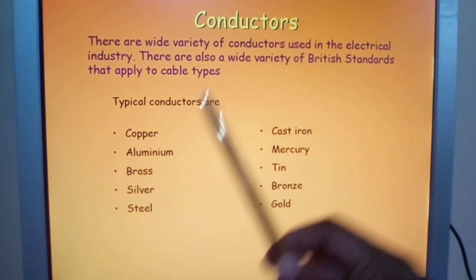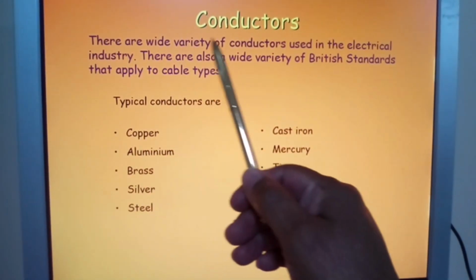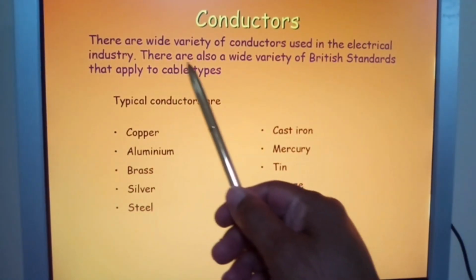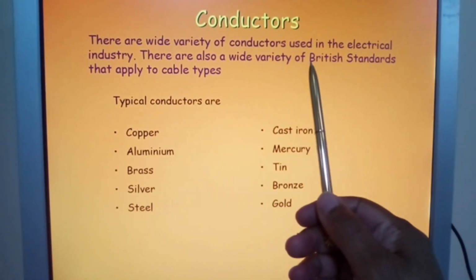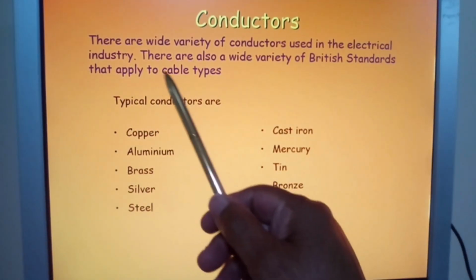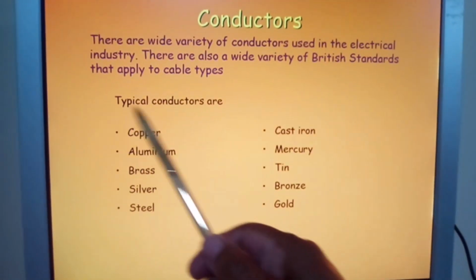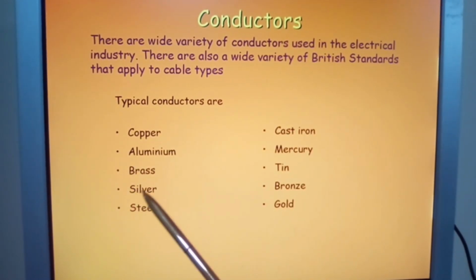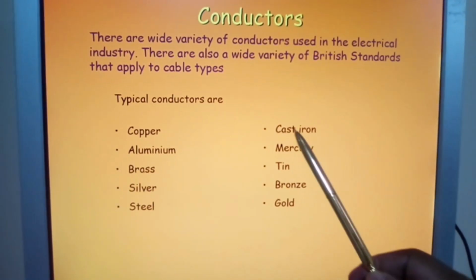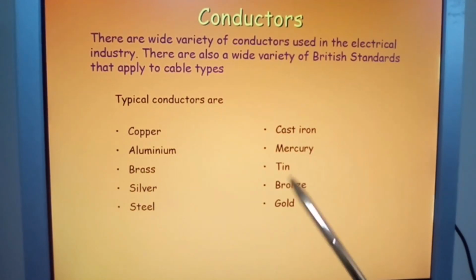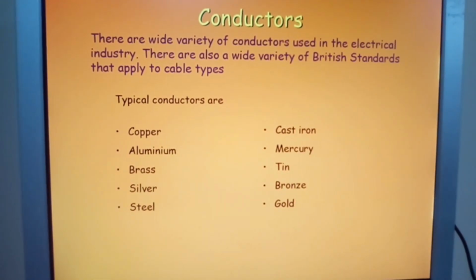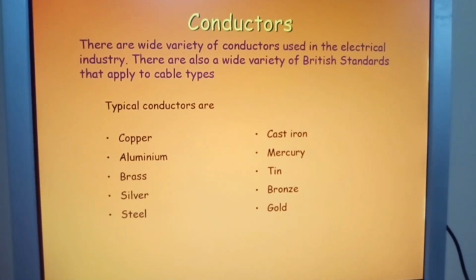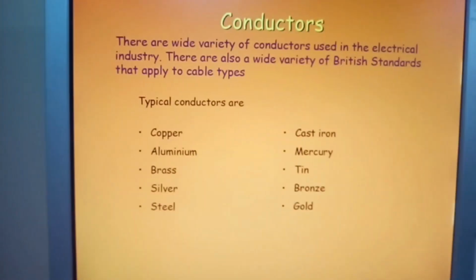Now conductors. There are a wide variety of conductors used in the electrical industry. There are also a wide variety of British standards that apply to cable types. Typical conductors are copper, aluminium, brass, silver, steel, cast iron, mercury, tin, bronze, gold. Titanium would also be a conductor, and that is a metal as well.